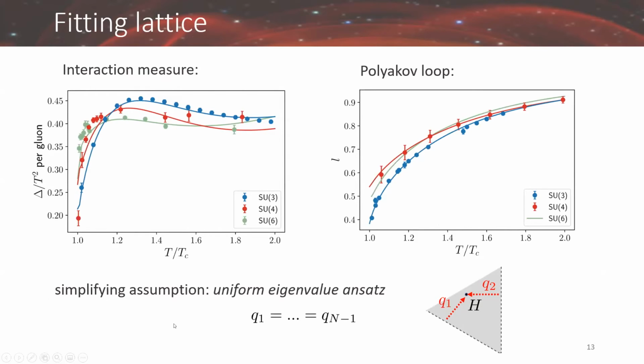You can use a simplifying assumption, which is termed in the literature the uniform eigenvalue ansatz, which is pretty much assuming that the points where the minimum of the potential occurs are equidistant from the faces of the Weyl chamber. And this is enough to give you a good fit to lattice thermodynamics.